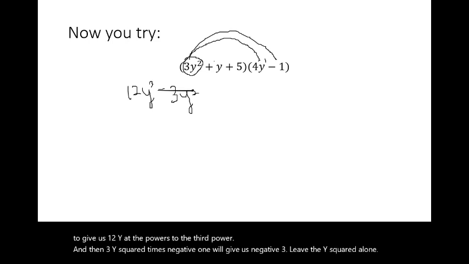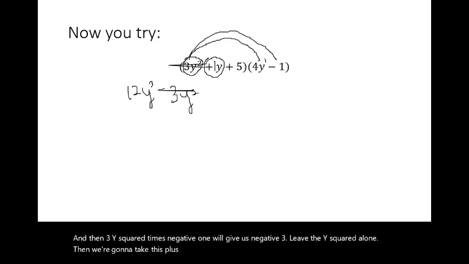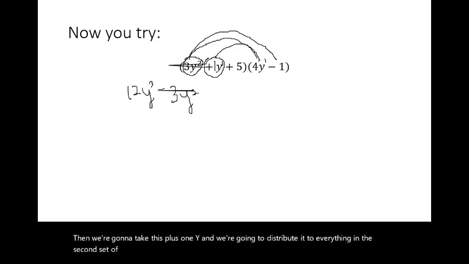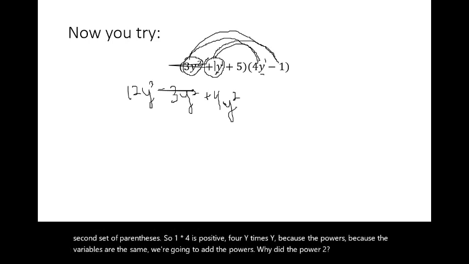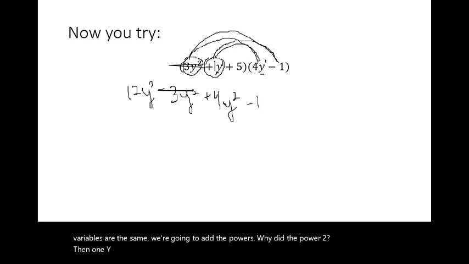Then we're going to take this plus 1y and distribute it to everything in the second set of parentheses. So 1 times 4 is positive 4. Y times y, because the variables are the same, we're going to add the powers, y to the power 2. Then 1y times negative 1 is negative 1y.